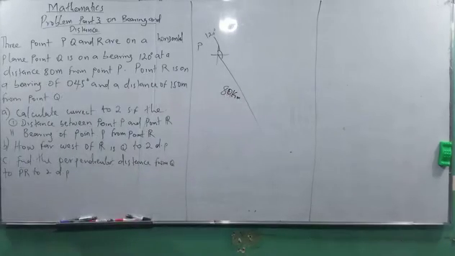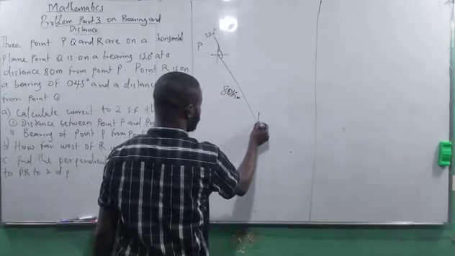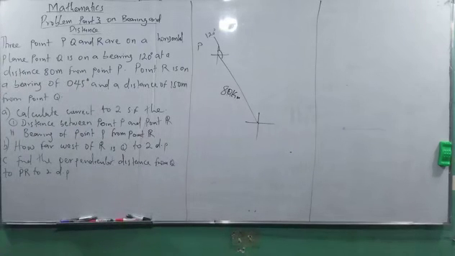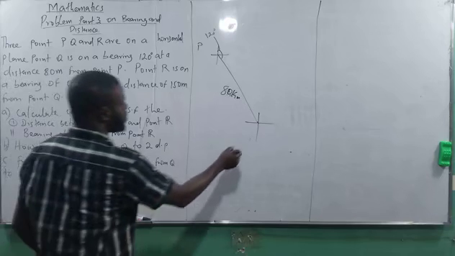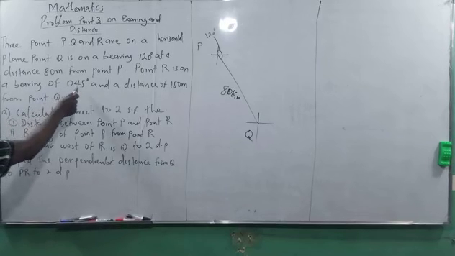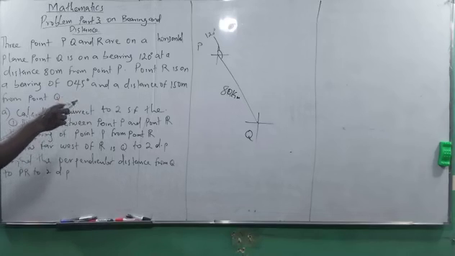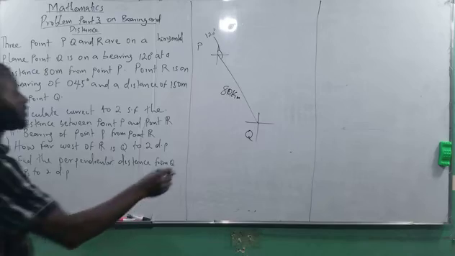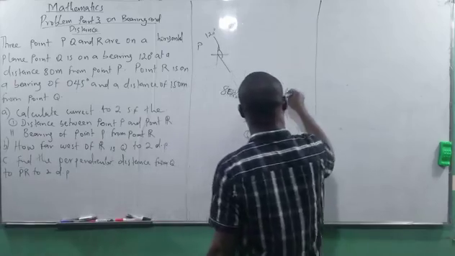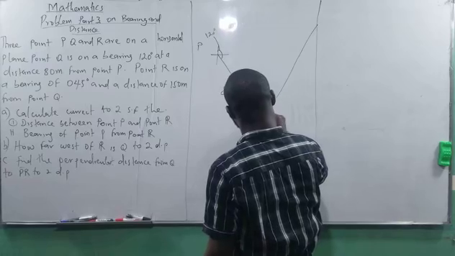Now that's the first thing I will do, which I will call another point there. It's 80 kilometer at a distance of this from point Q. That is going to be Q. Then, point R is on the bearing of 45 degrees on the distance of 150 from point Q. This is going to be 45 degrees.